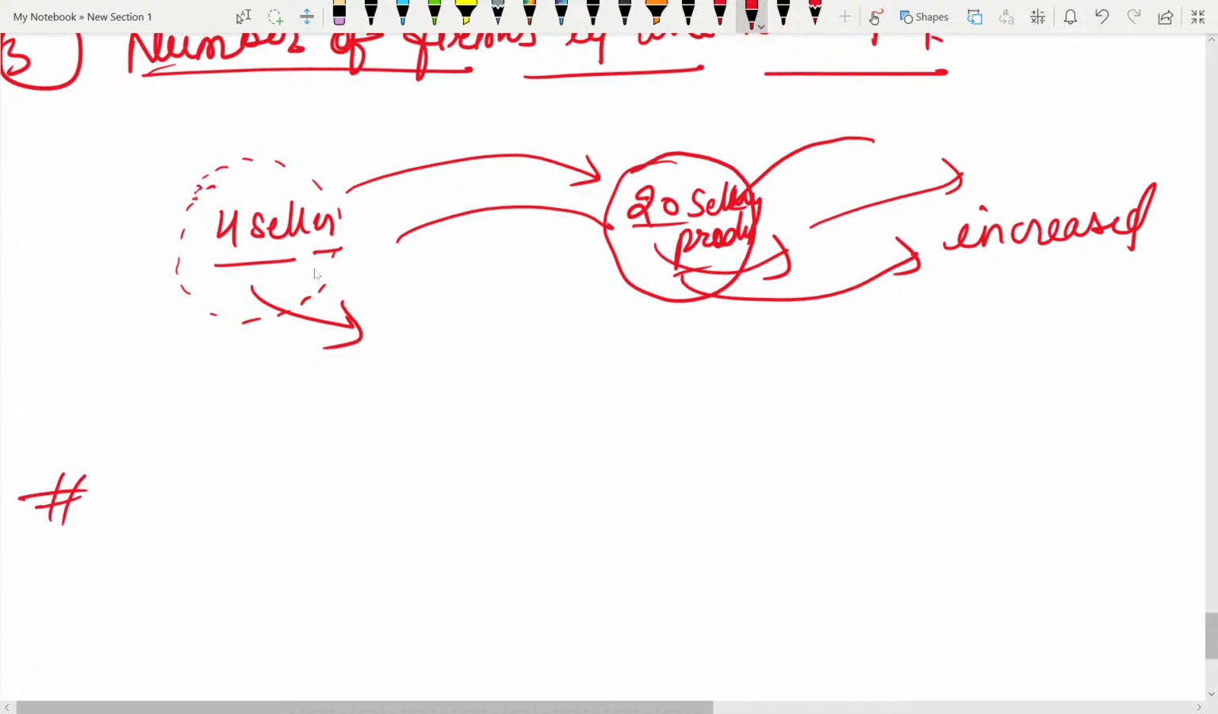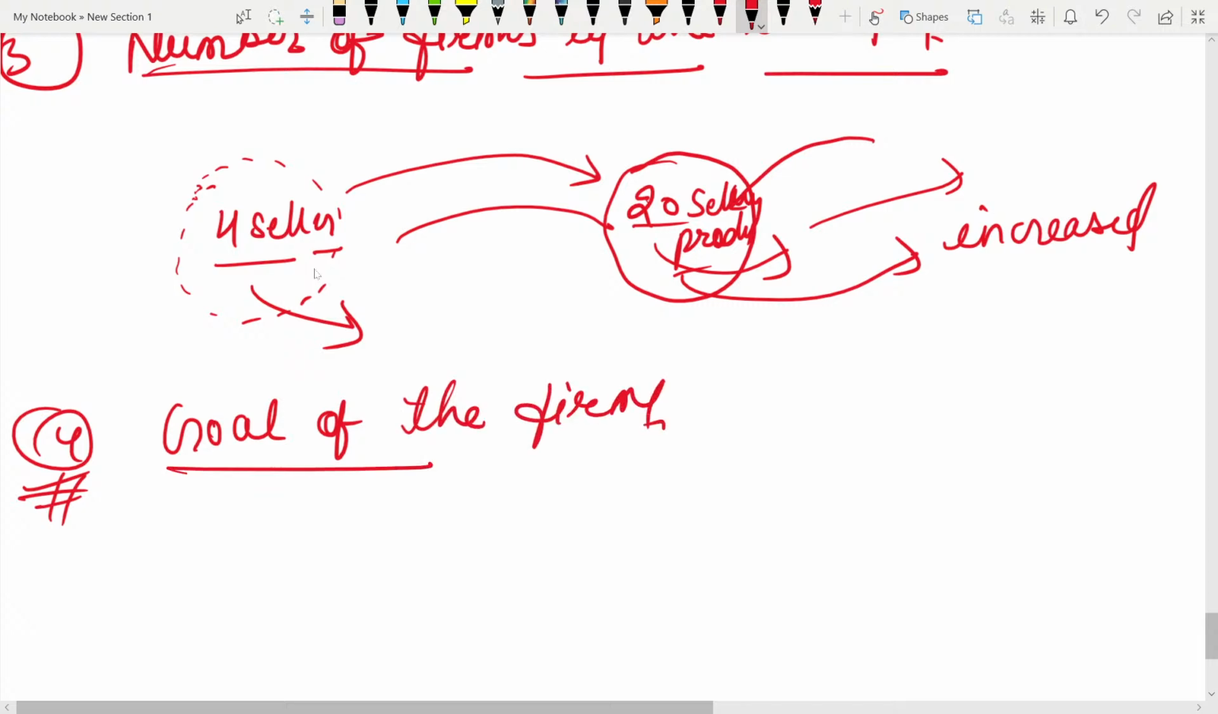Now, the fourth one, not the third one: the goal of the firm. How does the goal of the firm determine the supply? If the goal of the firm is to maximize profit, more quantity of the commodity will be offered only at a higher price. On the other hand, if the goal of the firm is to maximize sales, output or employment, more will be supplied even at the same price.